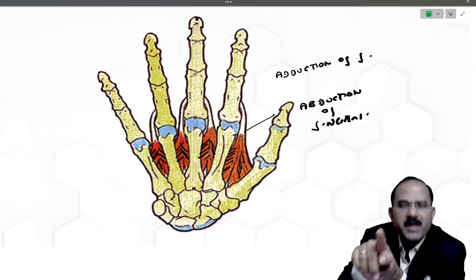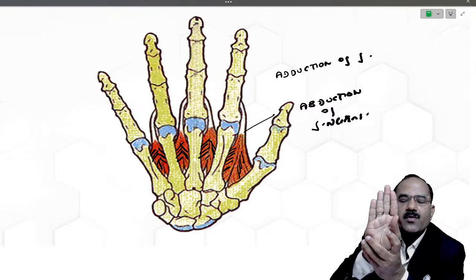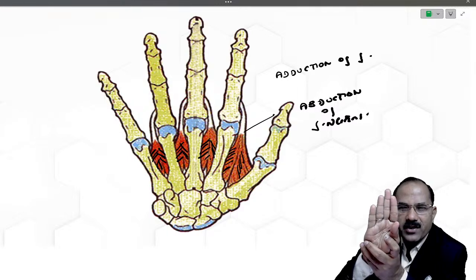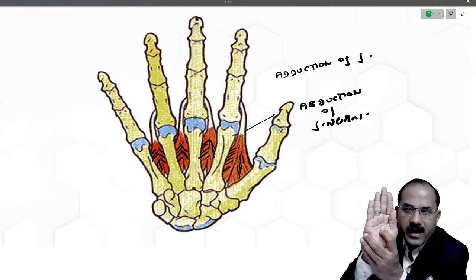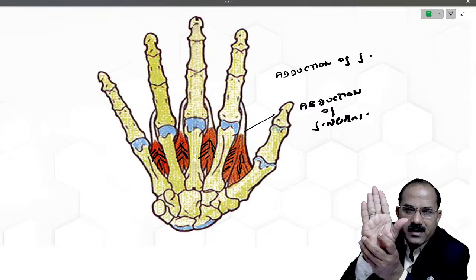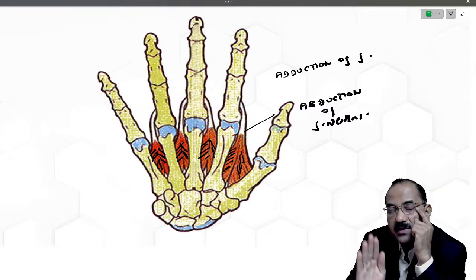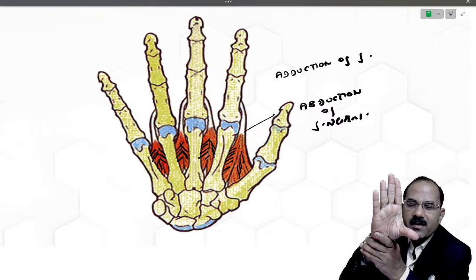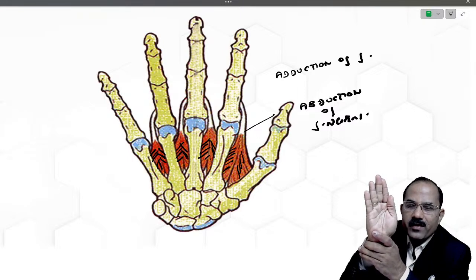This is extremely important. So what was this for the fingers? Abduction. What is this for the fingers? Adduction. So for the thumb, at right angles to this is abduction and this is adduction. Remember students, movements of the thumb are asked in the exams. So this is abduction, this is adduction, right?